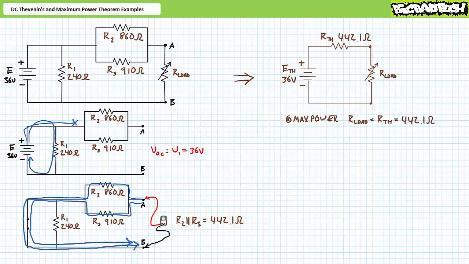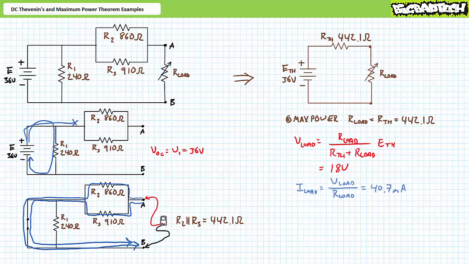The DC maximum power transfer theorem states that maximum power will be transferred to a load when the load resistor equals the Thevenin equivalent resistance. Therefore, our variable load resistor should see maximum power when it also has a value of 442.1 ohms. An application of the DC voltage divider rule demonstrates that voltage across the load at maximum power conditions is 18 volts. A subsequent application of Ohm's law demonstrates current through the load at maximum power conditions is 40.7 milliamperes. Finally, the DC power formula suggests the load experienced 732.8 milliwatts of power.